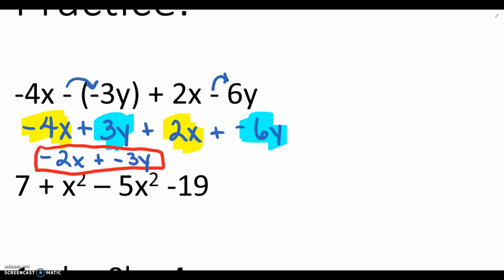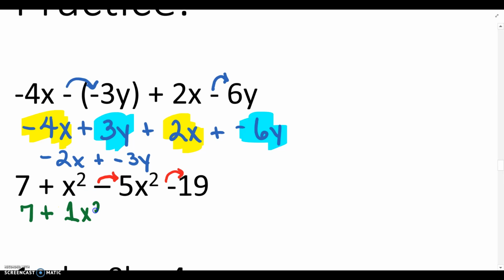So here we have 7 plus x squared minus 5x squared minus 19. First thing I'm going to do is change all of my subtraction to addition, which means anything following subtraction is going to become addition. So I'm going to make this 7 plus x squared, which there's an understood coefficient of 1 with your variables when you don't see a coefficient. And you can write that in or not, it's up to you. So plus, this is going to become a negative 5x squared plus a negative 19.